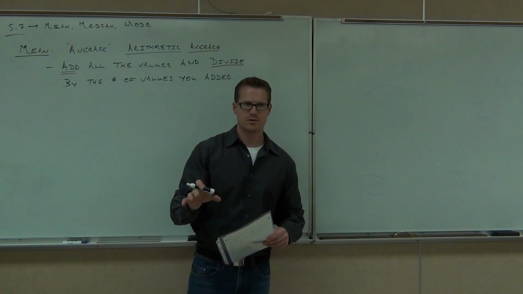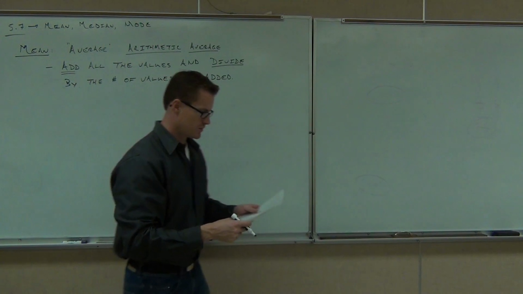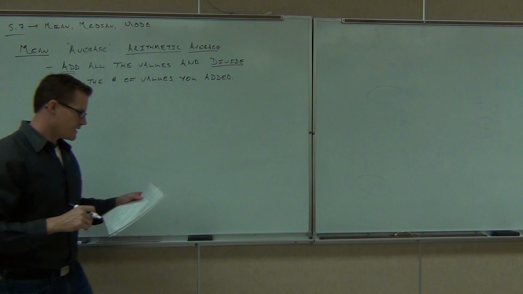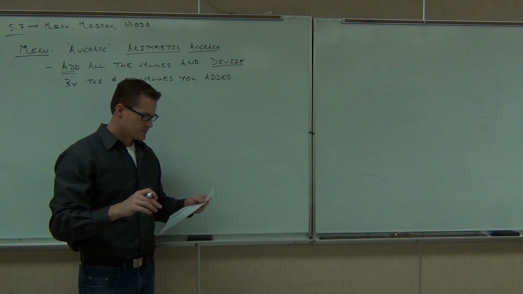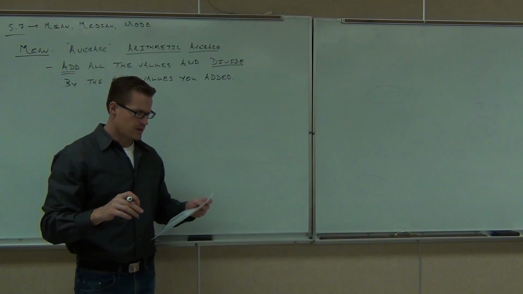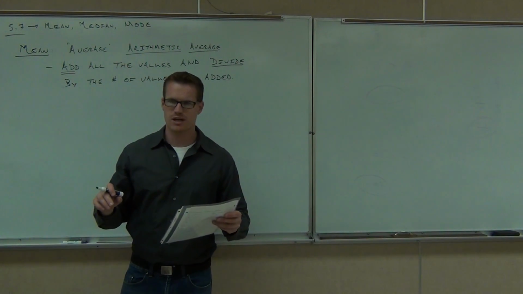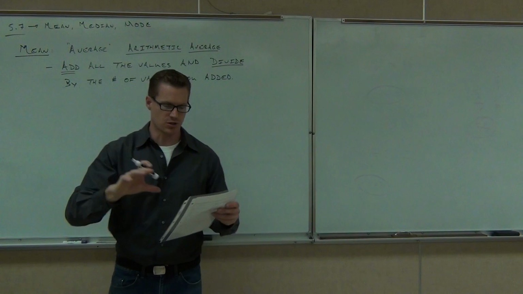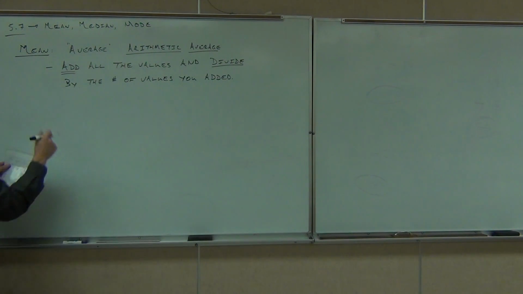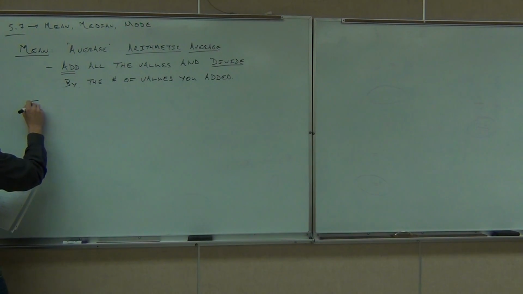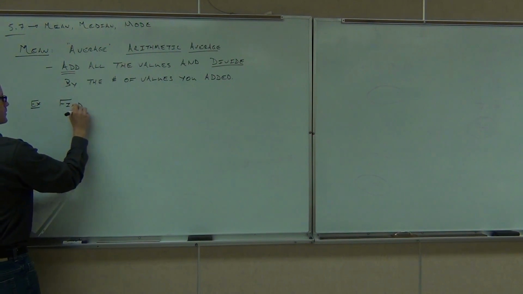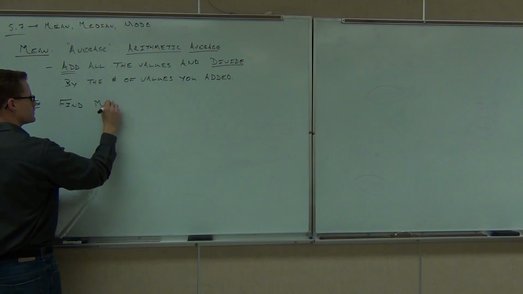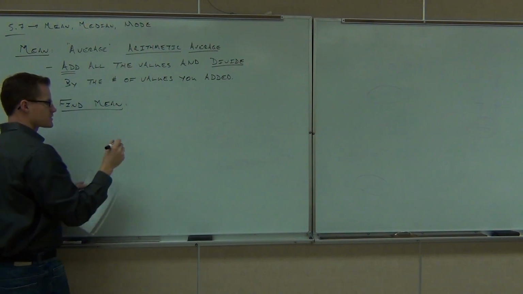You ready to do an example? Okay, let's do an example. Let's say that this was the average of the final score of the Lakers games for 5 games last year. This is how much they scored. So find the mean. So we're going to find the average of the last 5 games they scored.